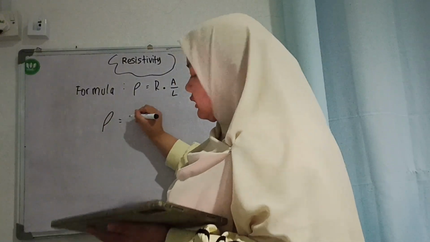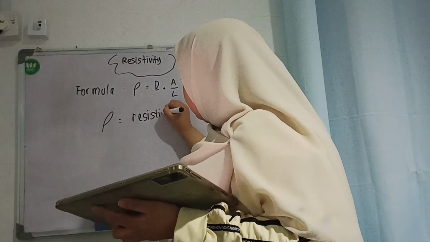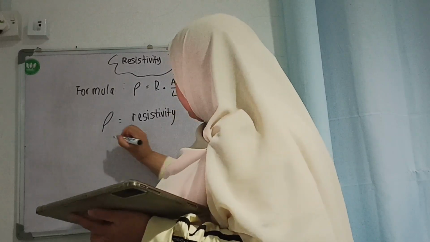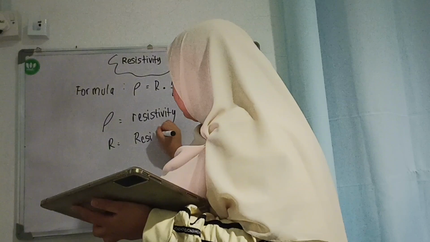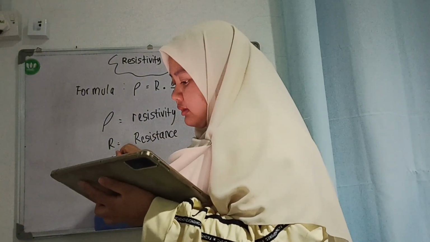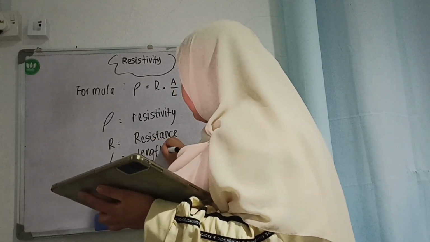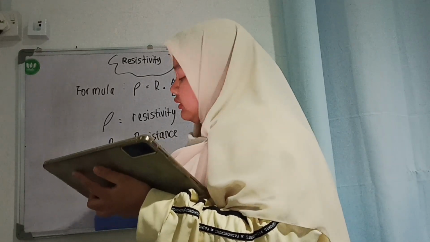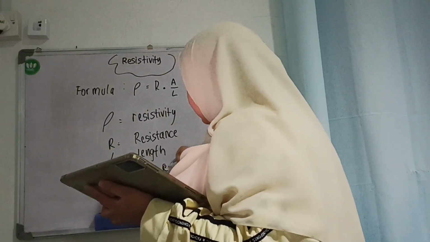ρ is equal to resistivity. R is equal to resistance. L is equal to length. And finally, A is equal to cross-sectional area.